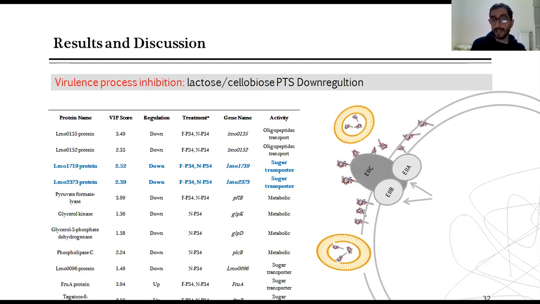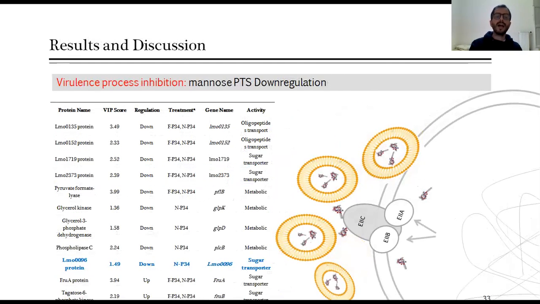In the group of proteins exclusively regulated by the non-encapsulated antimicrobial peptide, it was possible to observe downregulation of the mannose PTS system.